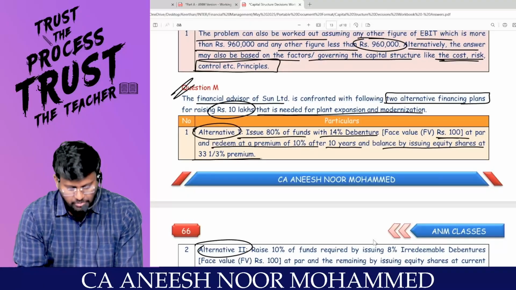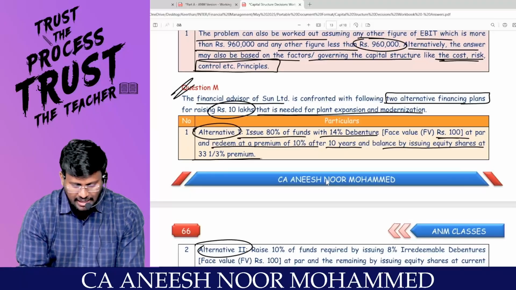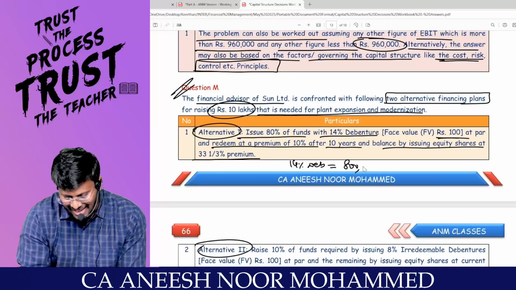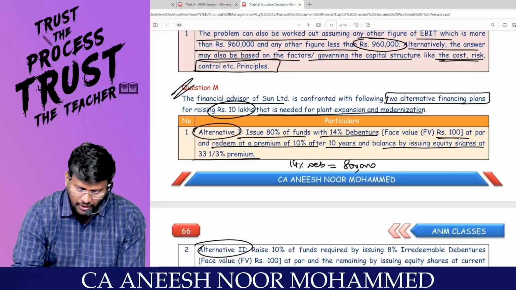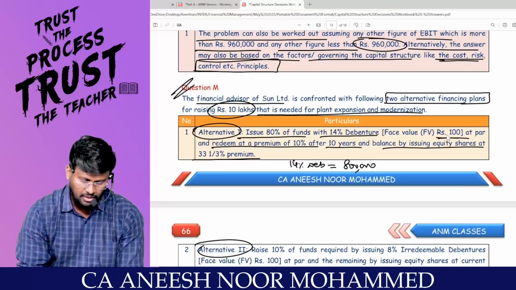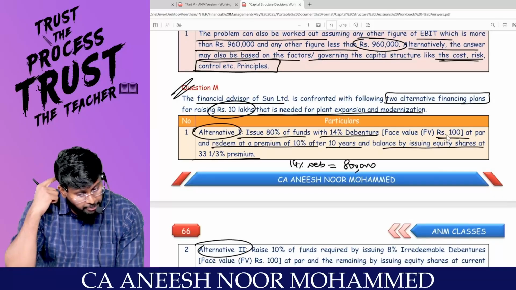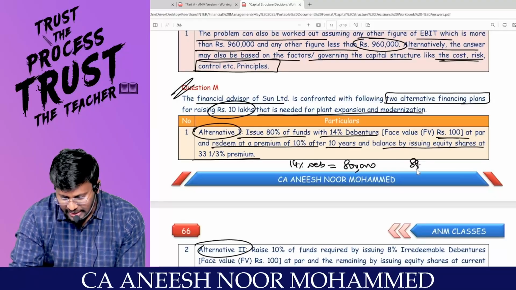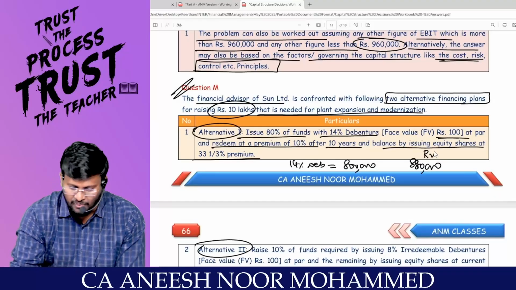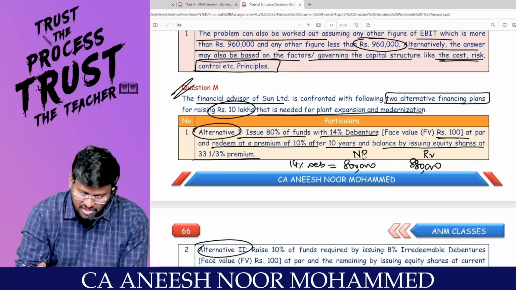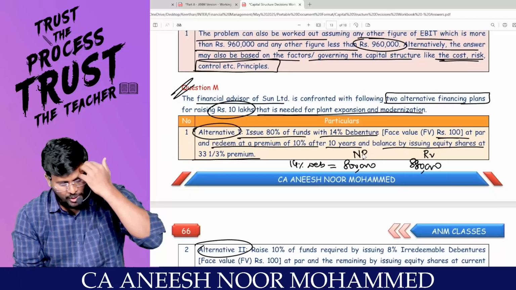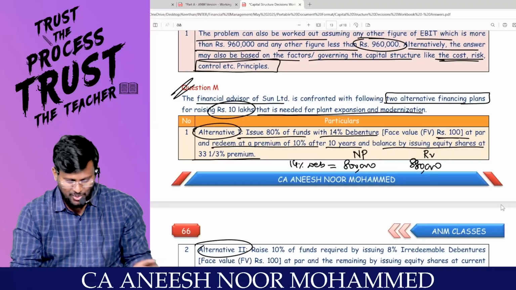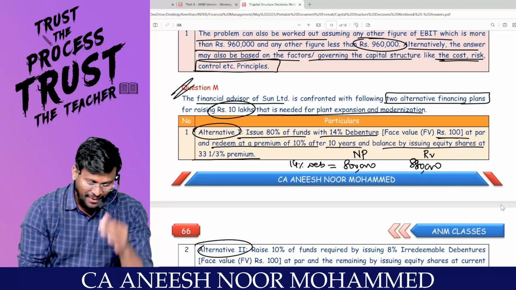Be very clear with the terms. How many lakhs? 10 lakhs. 14% debentures: 8 lakhs. Right? Face value of 100 at par, and redeemed at a premium of 10%. So when I redeem, I should pay 8,80,000. This is the redemption value. This is the net proceeds. And the balance by issuing equity shares at 33 1/3 premium. Balance how much? 2 lakhs. 2 lakhs divided by 3.